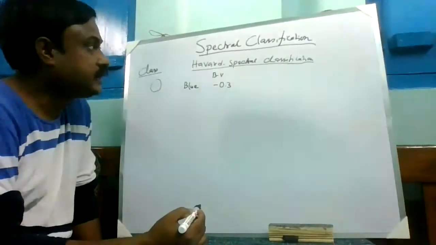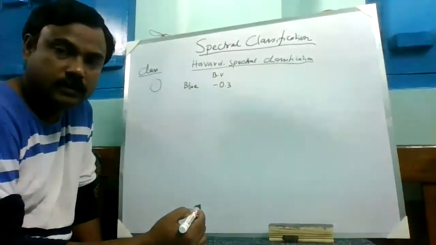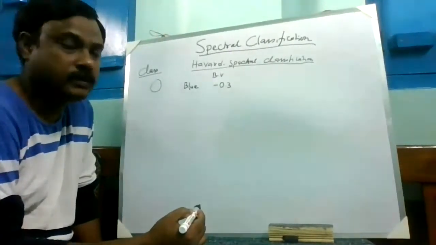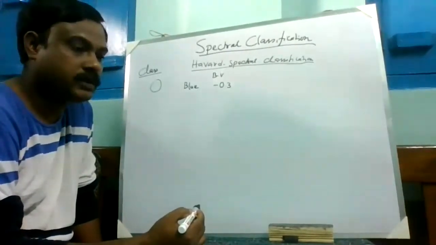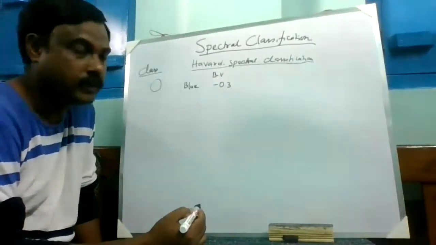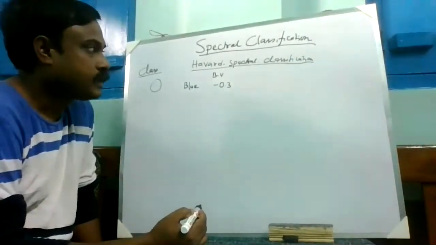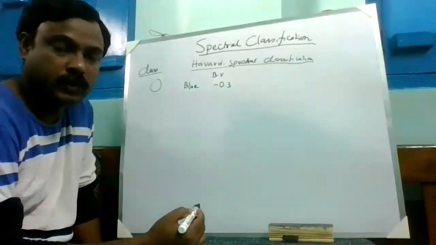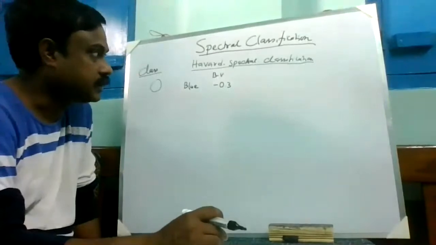The color index is the difference in magnitudes of blue color minus visual color. Visual color is at a wavelength of 550 nanometers, and blue color is at about 350.